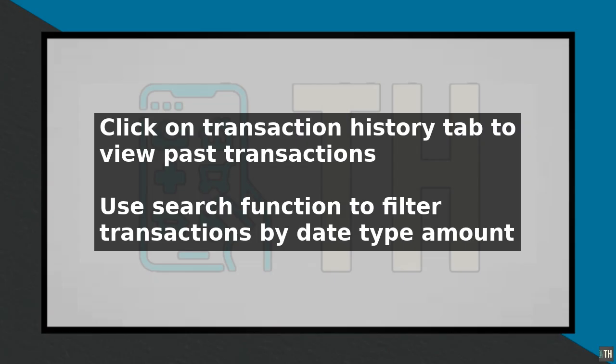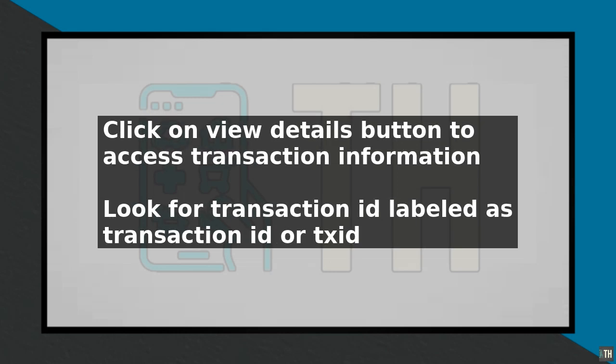This will take you to a new page with more detailed information about the transaction. On this page, look for the transaction ID, which is usually labeled as Transaction ID or TXID. It is a long string of characters that uniquely identifies the transaction on the blockchain.